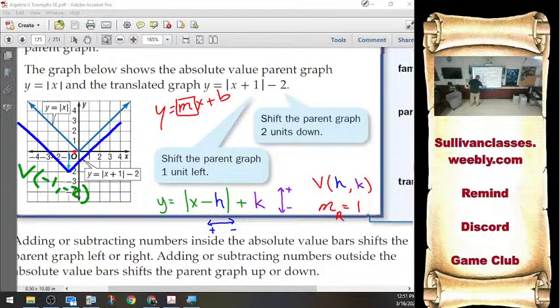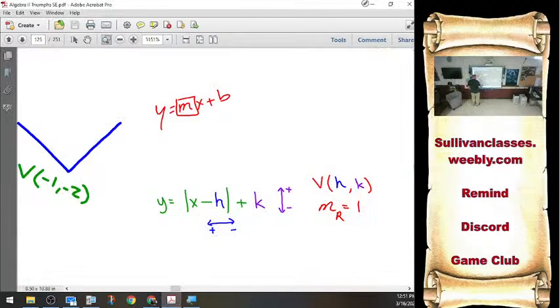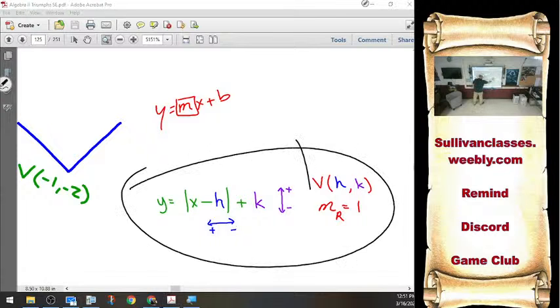Y'all, I need you to have that. Okay? That is your holy grail for how do I graph these things.